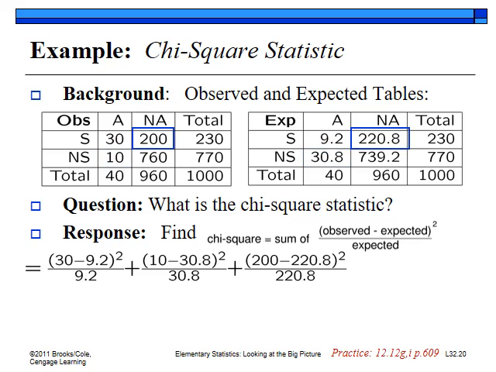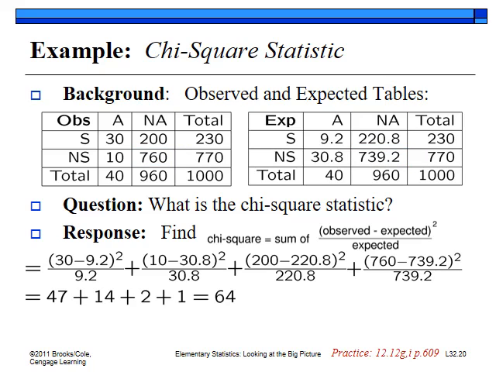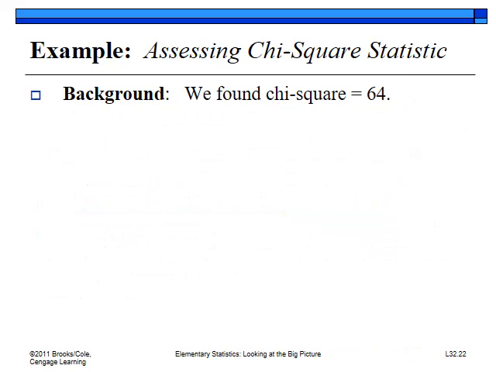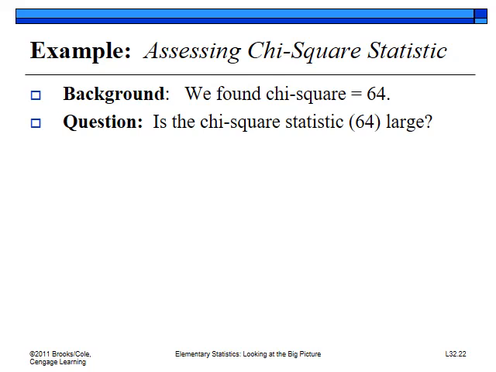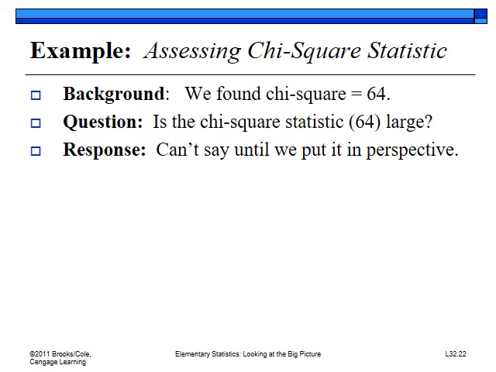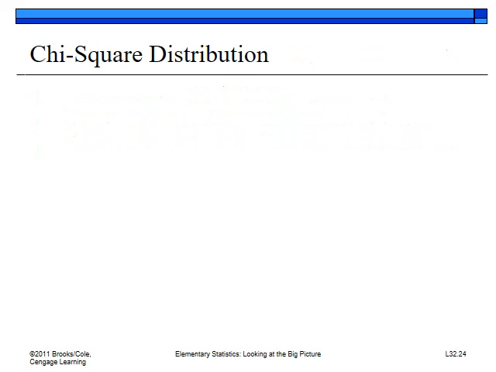And then we'll move on to the next cell, we do the same thing, and we move on to the next cell and do the same thing. We do all those calculations all put together, and we get 64. So, chi-squared is 64. Now, our question for this, as it has been for everything else, is, is that big? Well, we don't have enough information to answer that yet. It depends on how the chi-squares are distributed. Well, let's take a look at that distribution.